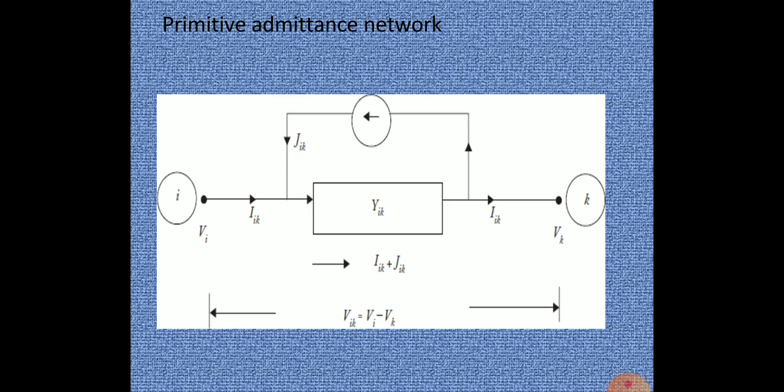Here we have two buses I and K. In admittance form, the admittance value Y of Ik is represented in a rectangular box, with the current direction shown. The total current is equal to I of Ik plus J of Ik, which is the total current coming into the K bus. The voltage across bus I is denoted as V of I, and the voltage across bus K is denoted by V of K. The voltage between the buses I and K, V of Ik, is equal to V of I minus V of K.